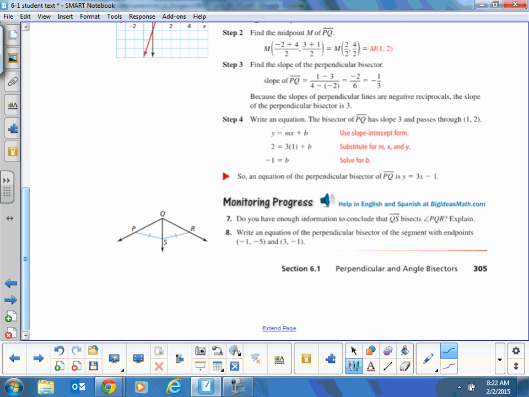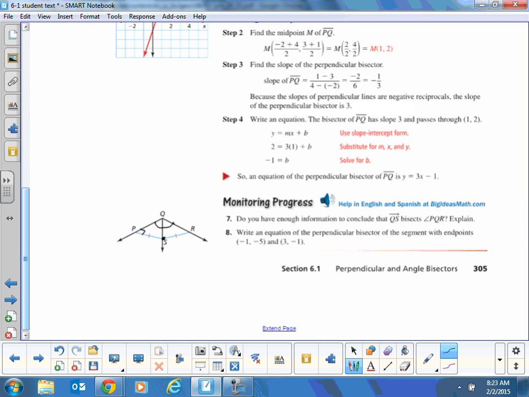Like in this case here, do you have enough information to conclude that QS bisects angle PQR? This angle right here is being bisected by QS. Do we have enough information? Well, it's equal distance to the sides. At least these blue lines are equal distance. However, they're not hitting at a perpendicular angle.